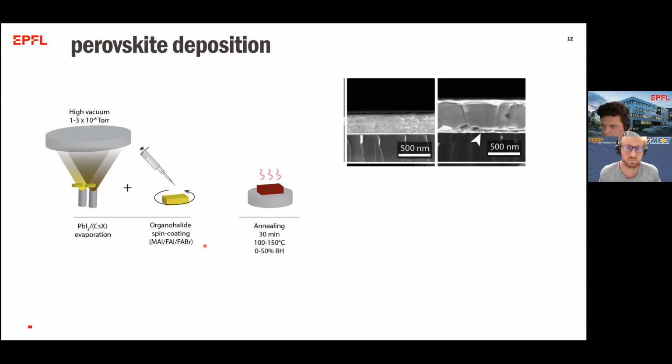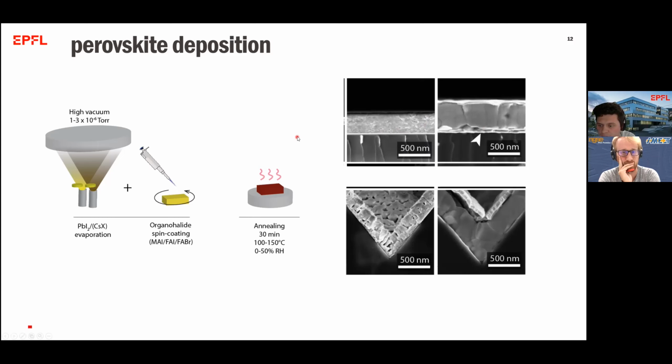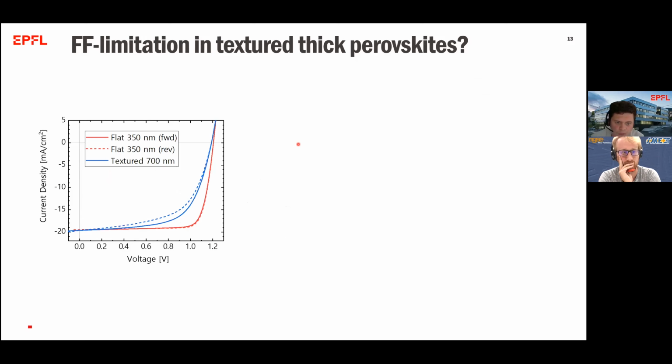And like this, you can see here on the right side, we start from the template, and it swells up because of the extra organohalide, and we can do this in planar configuration, but also in tandems, and conformally grow perovskites on the tandems. The problem with that, or one of the problems that we witnessed, was that when we stick to a small thickness of only around 350 nanometers, we get a rather good performance, high fill factors, very good open circuit voltages.